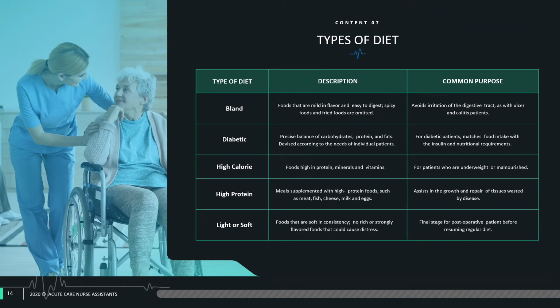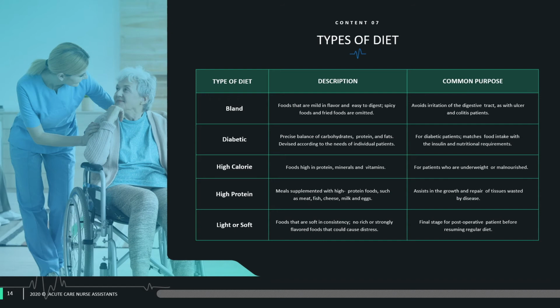Content 7. Types of diet. Bland. Foods that are mild in flavor and easy to digest. Spicy foods and fried foods are omitted. The purpose is to avoid irritation of the digestive tract, as with ulcer and colitis patients.